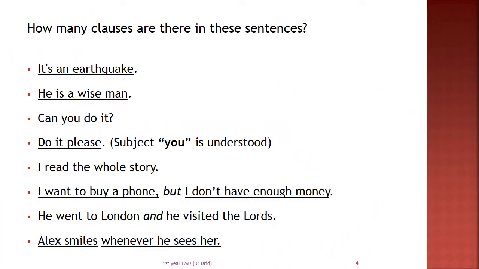Let's check our understanding of the difference between clause and phrase in these examples. How many clauses are there in these sentences? It's an earthquake. We start by counting the number of combinations, if any. It's, it is. One combination, it means one clause. When we find that a sentence contains one clause, we can notice that it is a simple sentence. We say that the simple sentence contains one clause.